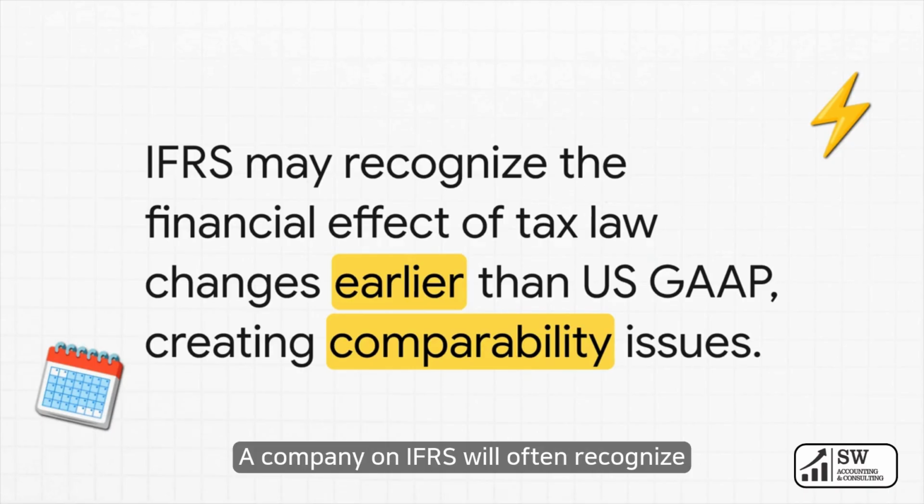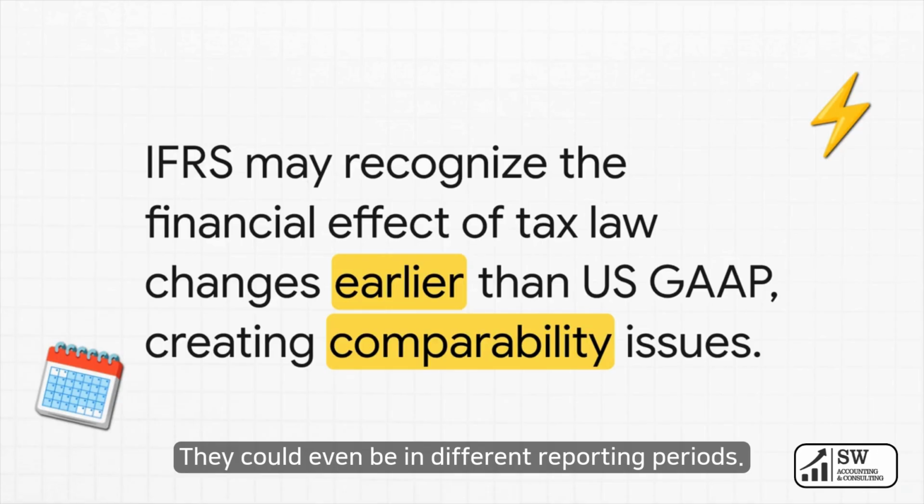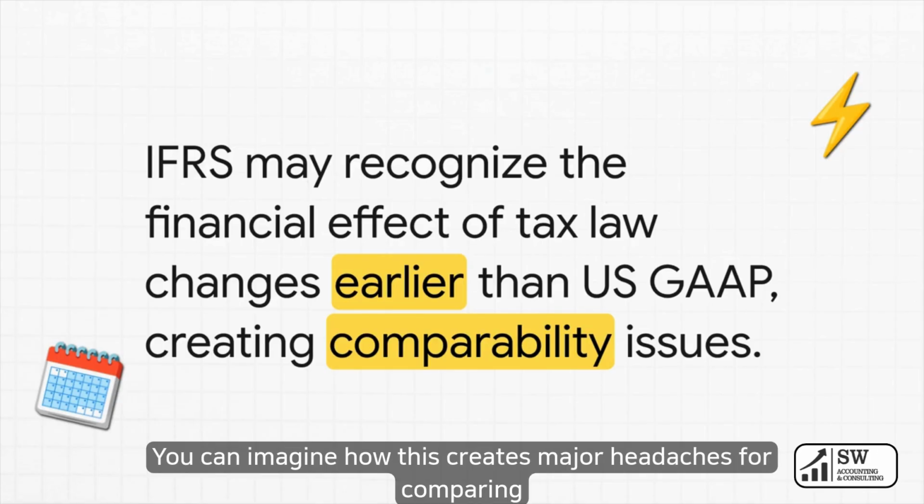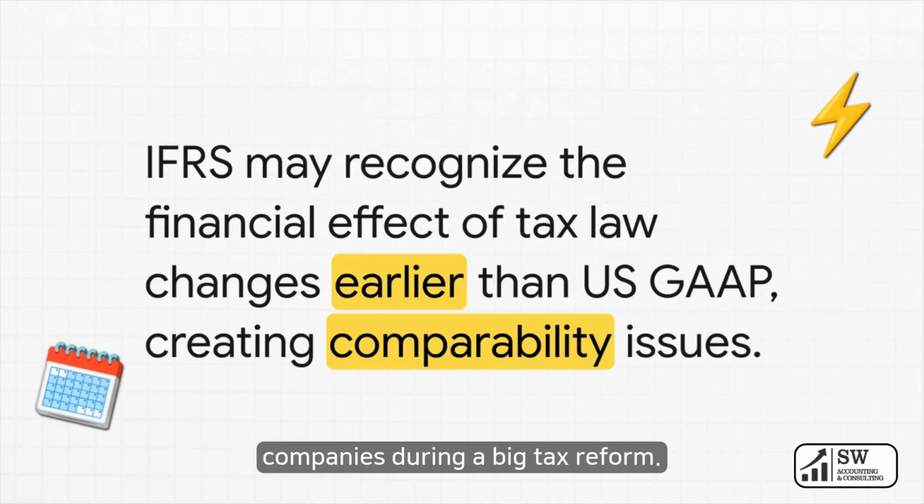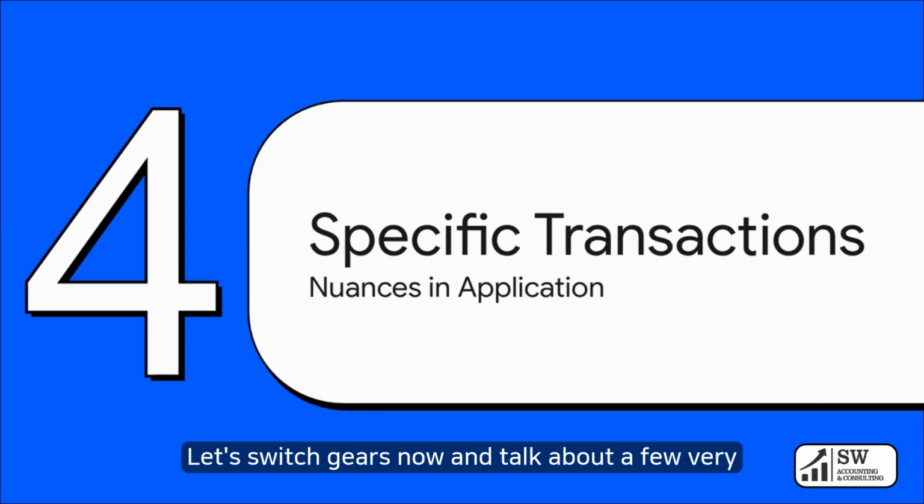It's pretty simple. A company on IFRS will often recognize the financial hit or benefit of a tax law change earlier than a company on US GAAP. They could even be in different reporting periods. You can imagine how this creates major headaches for comparing companies during a big tax reform.